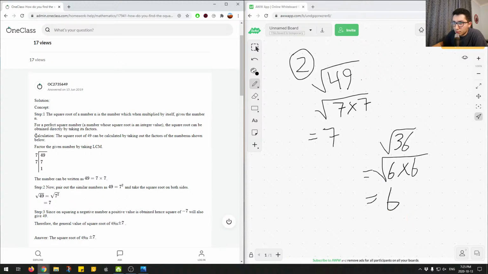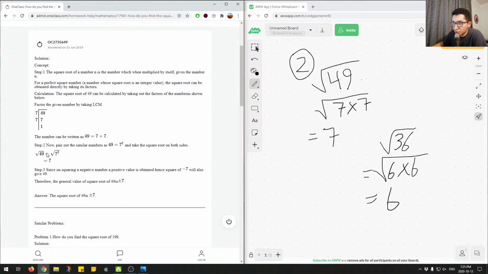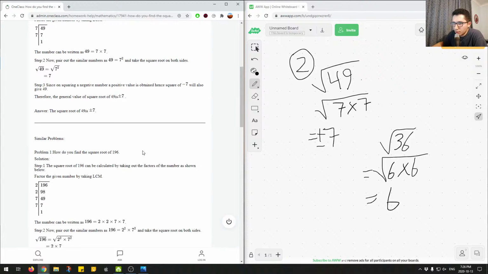The solution goes on to say the square root of 49 can be calculated by taking out factors of numbers as shown, and goes through an example of the process of how to get that. And the square root of 49 is plus or minus 7. Usually when you are using a square root in solutions, when you're solving, you would say that the solution is plus or minus 7. If you had some kind of function and you had to figure out the square root of 49 and it was one of the roots, then you'd say the roots are at plus and minus 7, so you'd have two roots.